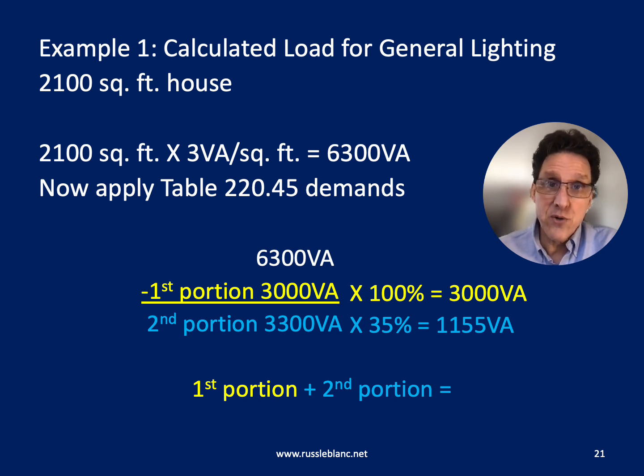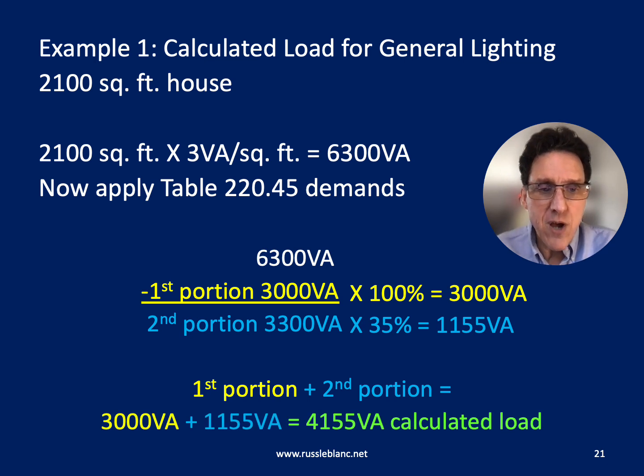The first portion is always going to be 3,000 volt amps, right? You're always going to have some square footage, right? And there's a couple other things we can add to the lighting, but you're always going to have 3,000 volt amps for that first portion. So for this problem, when we add the first portion to the second portion, we get a total of 4,155 VA. That is the calculated load, or the demand load, as some textbooks might call it. All right, it's 4,155. So that is the number that you use for sizing a feeder or service for this dwelling unit or this house.